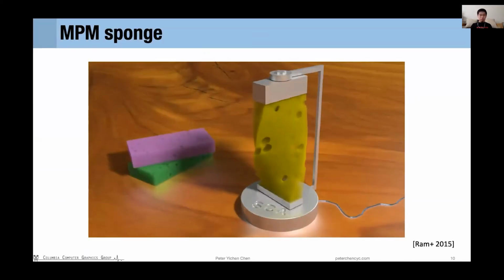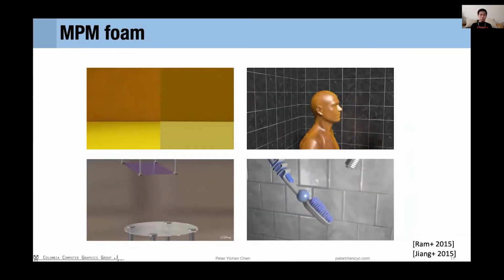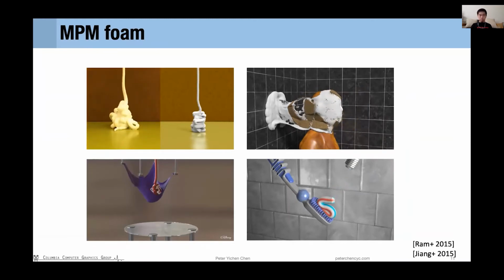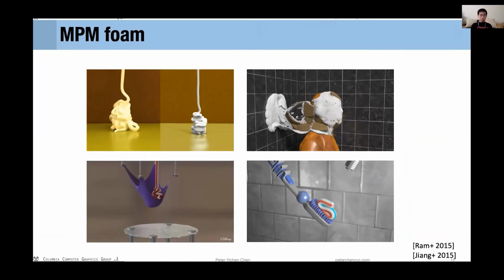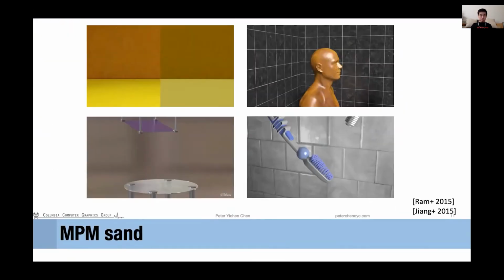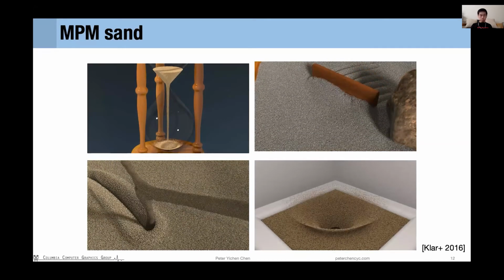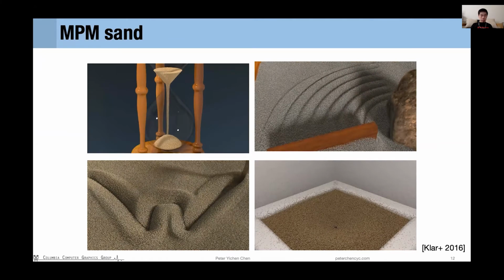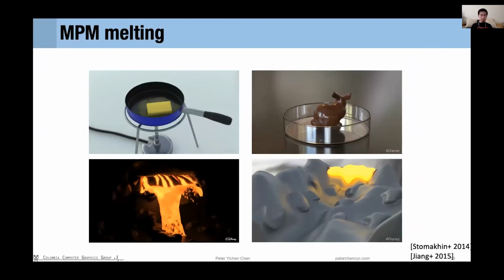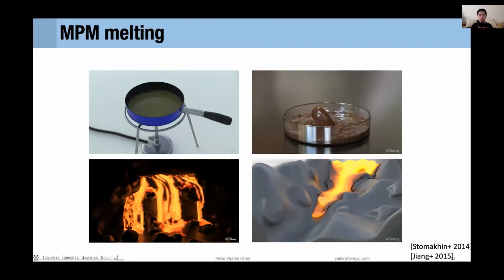MPM can simulate your sponge with no problem. MPM can also simulate the two-space quite well, and also granular materials like sand. It can also easily handle phase changing, such as lava, melting a bunny, melting a chocolate.